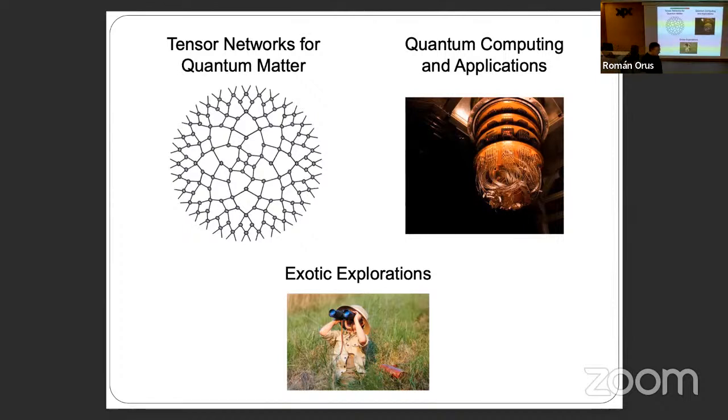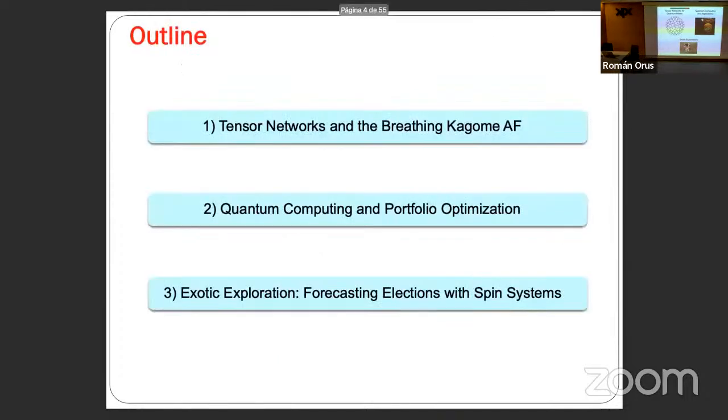For instance, we recently understood how to use spin systems to do trend detection. It's a new type of machine learning algorithm, and we actually applied it to political forecasting. Geza knows a little bit about this because he was involved. He was there at the moment that this idea was born. So I call that exotic explorations, and in this talk I will also explain a little bit about some of these ideas. So this is the outline of the talk, very simple.